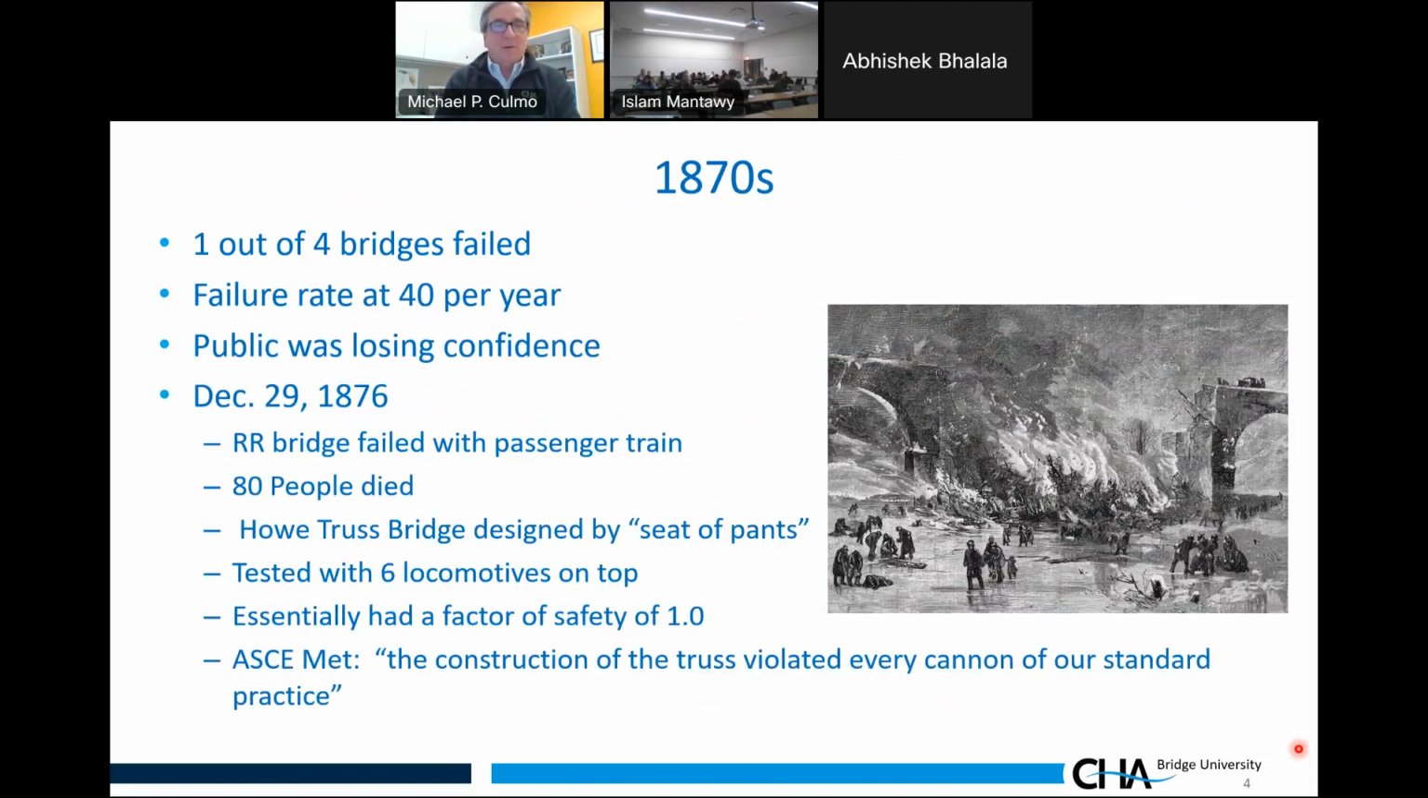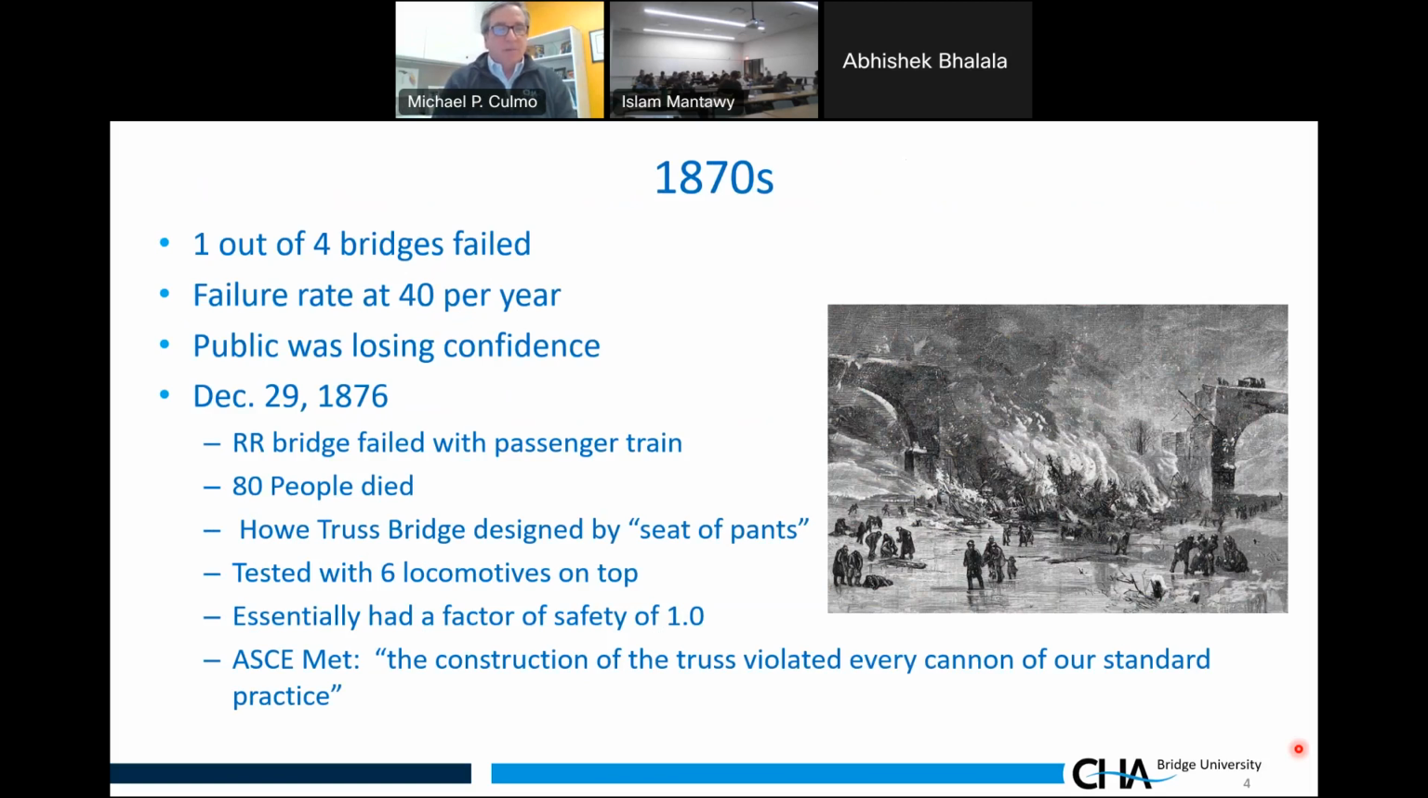At that time, in the 1870s, the failure rate was 40 bridges per year collapsing. So you think about that. They were having a bridge collapse almost every week, probably every other week. If you had that kind of failure rate right now in the United States, it would be a national crisis. If we have one bridge collapse a year, that's a big deal. Usually it's one every 10 years, but at that time, 40 per year, every week and a half or so. So the public was losing confidence in the engineers.